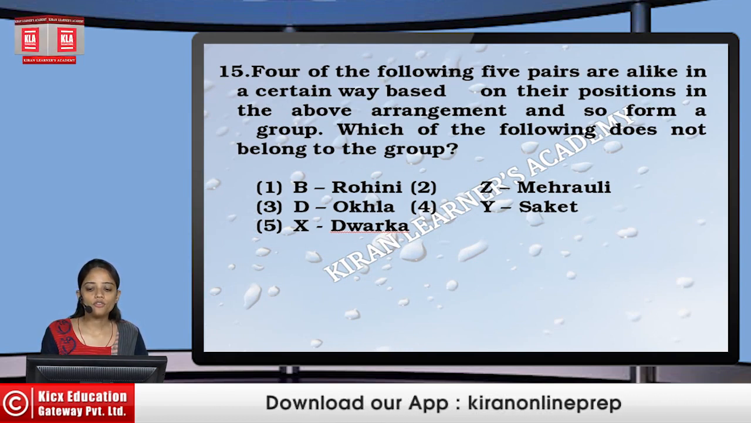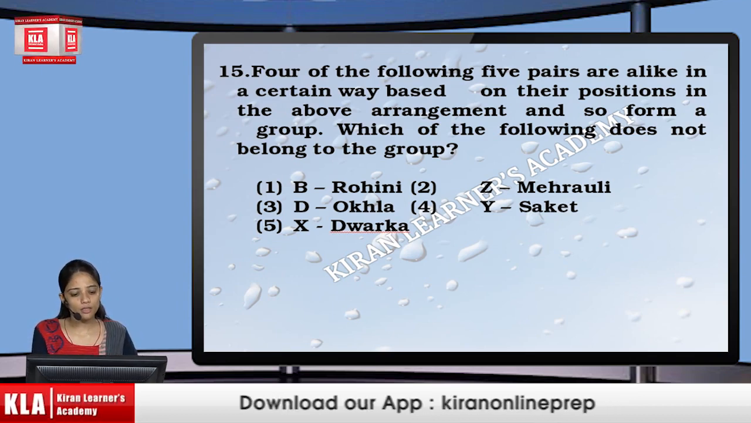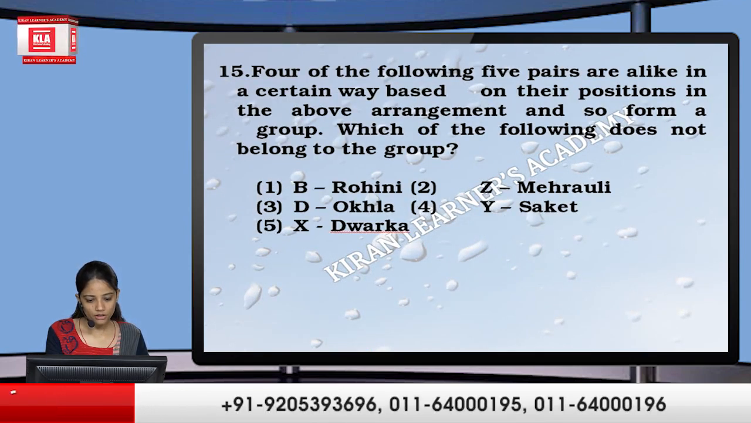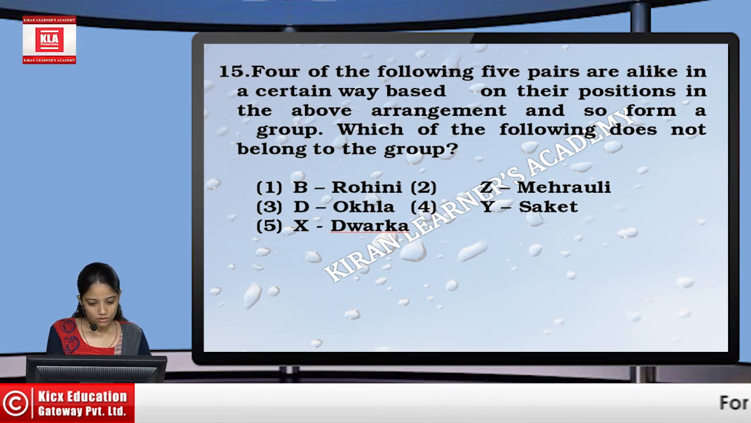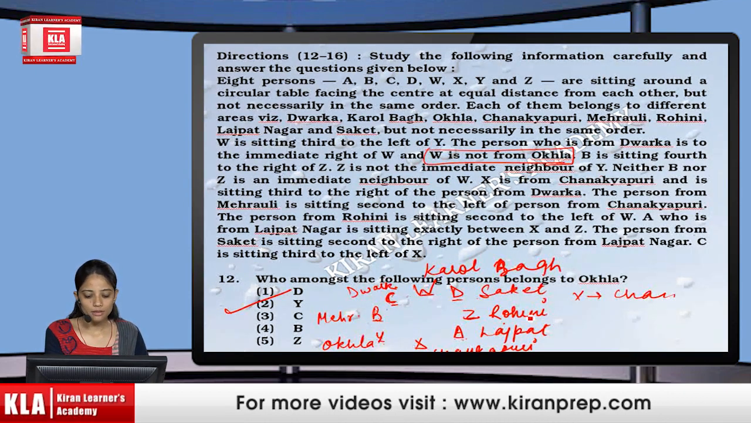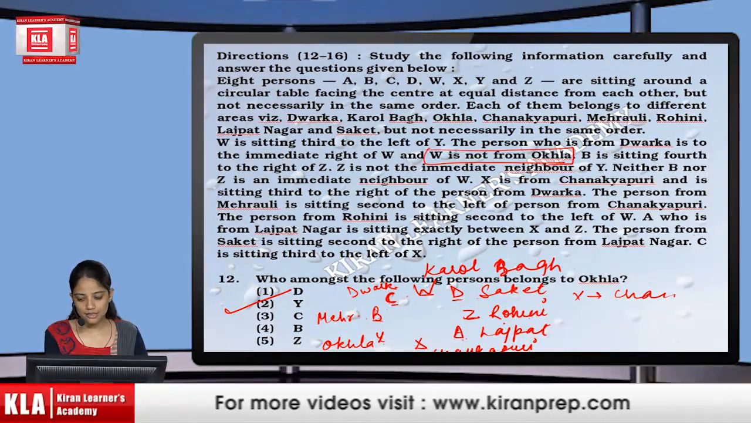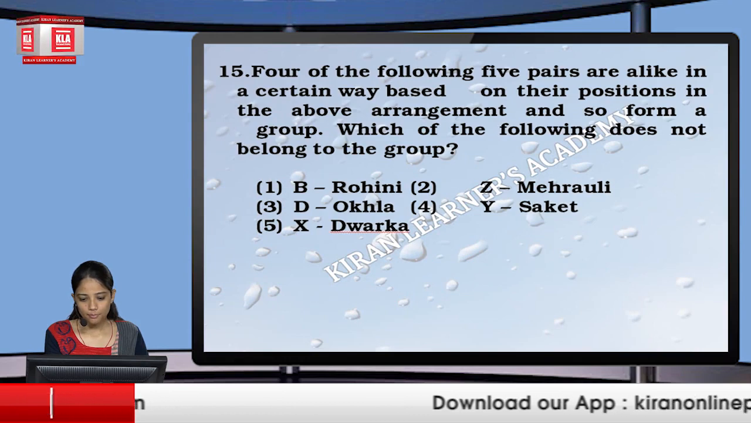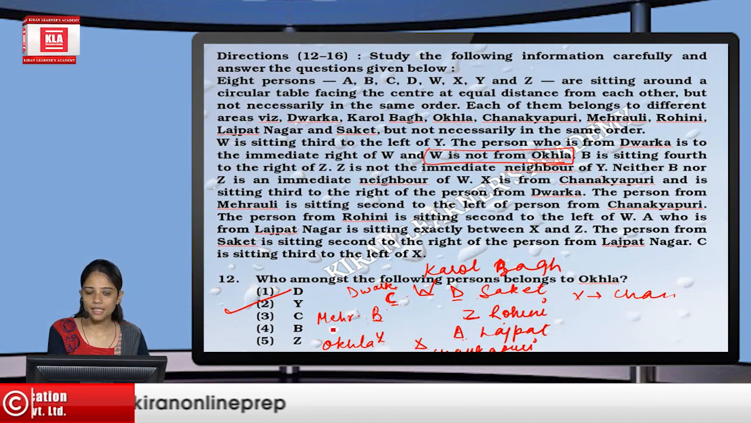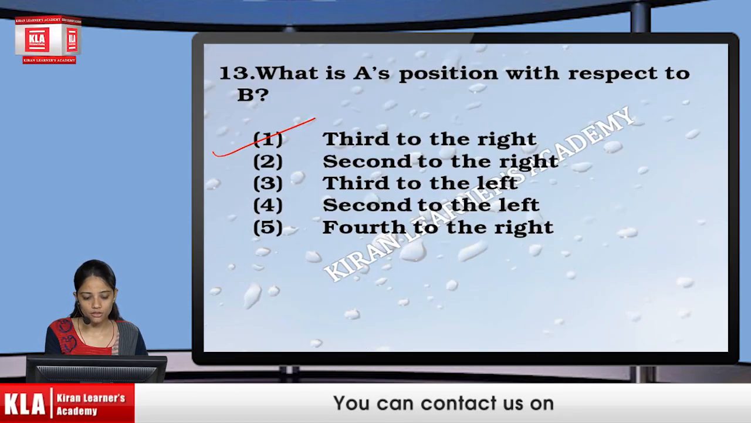Next question, four of the following pairs are alike based on their position in the above arrangement, so form a group; which does not belong to the group? B is from Rohini, Z is from Mehrauli, D is from Okhla, Y is from Saket and X is from Dwarka. So let's see. B is from Rohini, which means the person sitting opposite to B belongs to Rohini. This is the sequence. Next we have Z from Mehrauli. The person opposite to Z is B, which means the person sitting opposite to Z is from Mehrauli. So this sequence is working out.